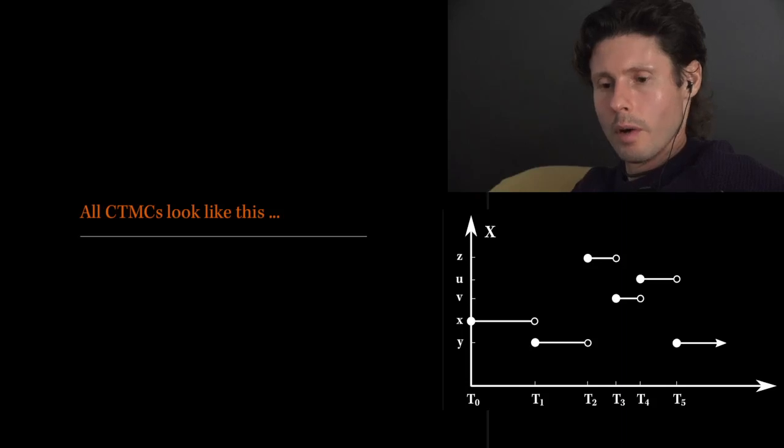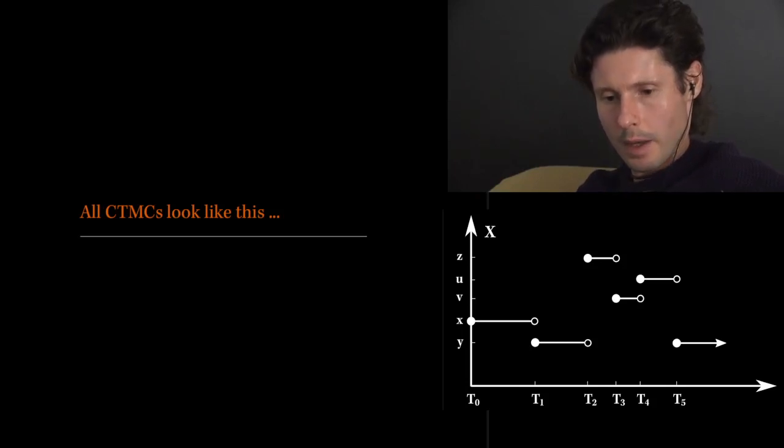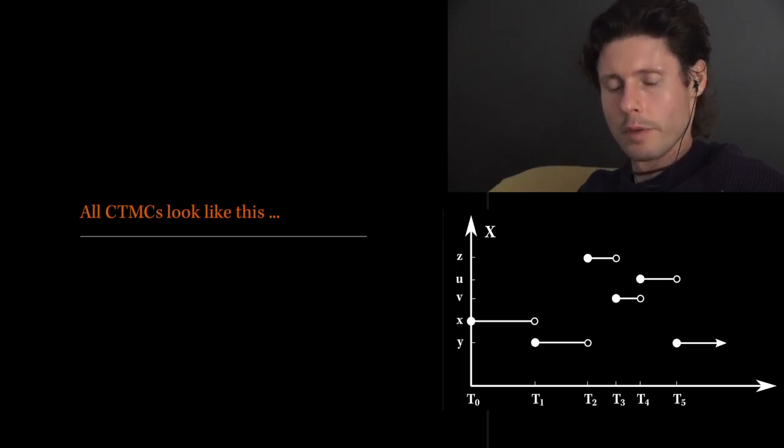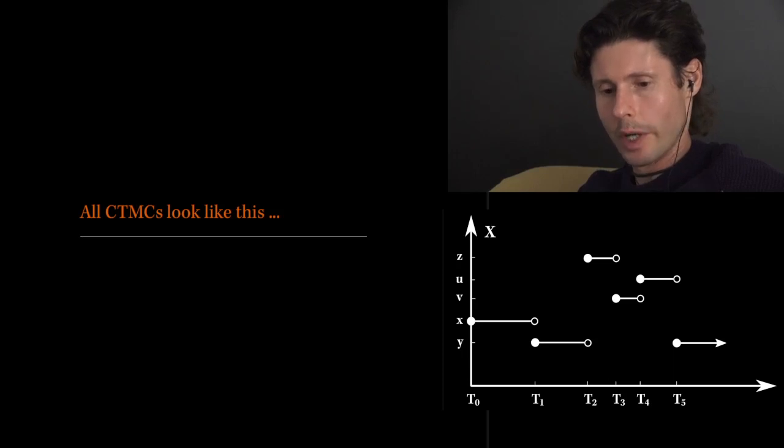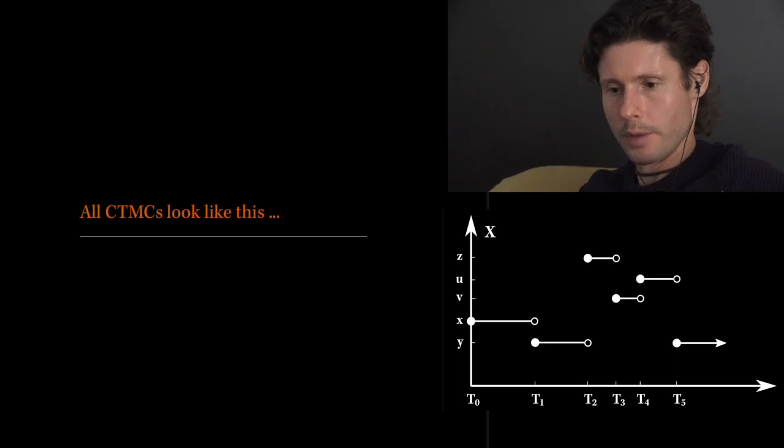All right, we're going to look at why all continuous time Markov chains, shorthand CTMCs, look like this. I mean the diagram below me. And I don't mean literally like that, but I do mean that all continuous time Markov chains will, over time, evolve kind of qualitatively with paths that look exactly like that picture.